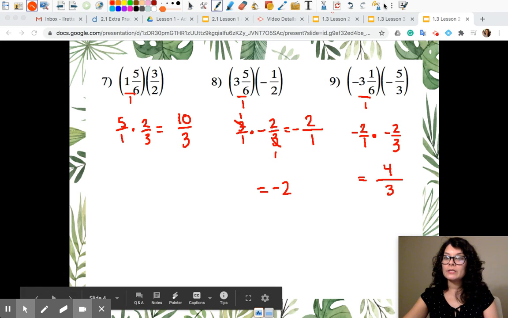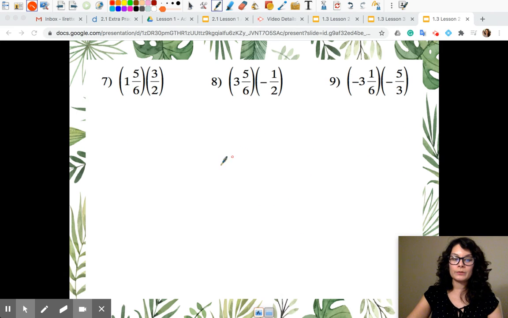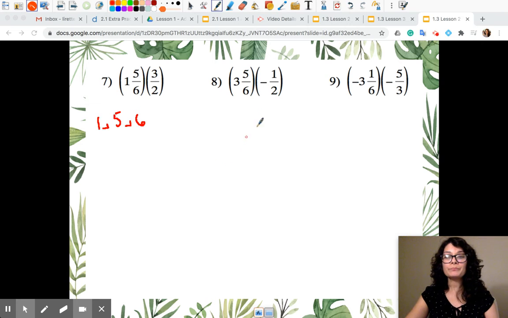Okay, now let's do some examples where we've got some mixed numbers. On your calculator, in order to enter a mixed number, you'll just hit the ABC button after entering the whole number and then enter your fraction, entering the ABC button again. So when you type in this first fraction for number 7, it'll look like this: 1, that little weird backwards L, 5, the little weird backwards L, and then 6. That's what it'll look like, just to give you a heads up.